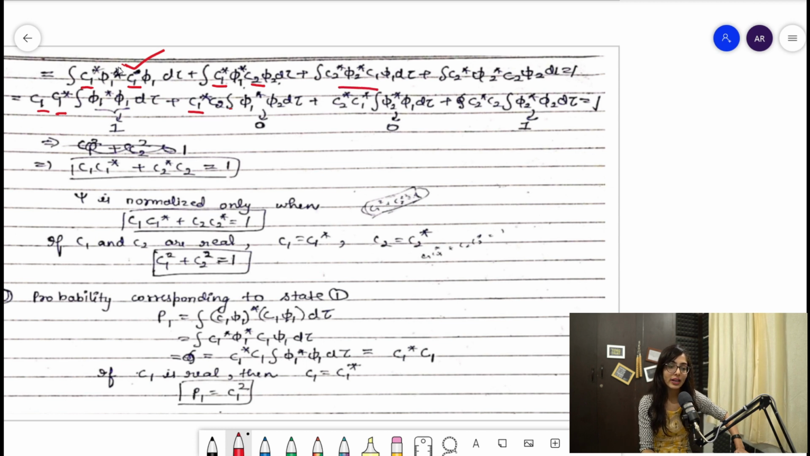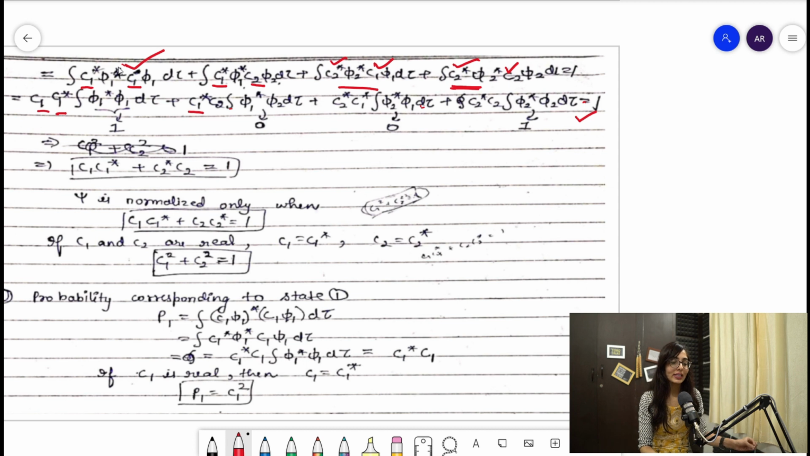And here also again I take the constants outside, which is c2 star and c1, and then phi 2 star phi 1 d tau. Then plus again in this case also I'll take the constants outside, which is c2 star and c2, and phi 2 star phi 2 d tau is equal to 1.